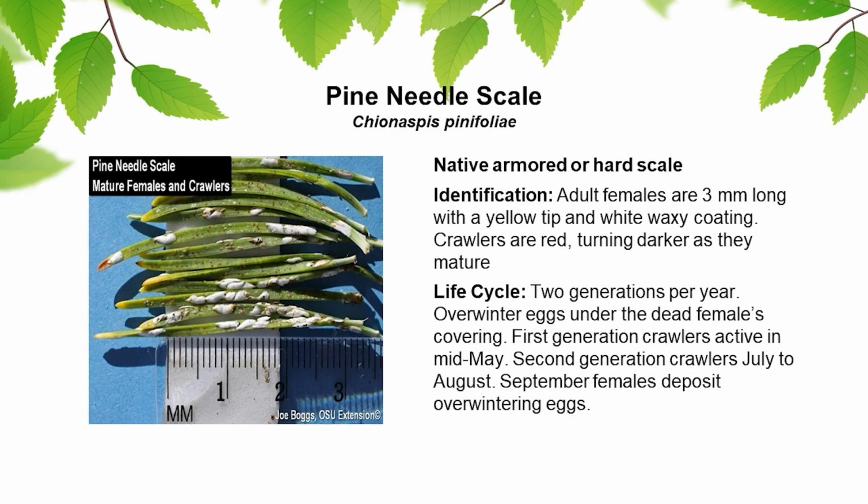They overwinter as eggs under the dead female's waxy covering. The first generation crawlers are active in mid-May. The second generation crawlers are active in July through August. During September, females deposit approximately 40 of the second generation overwintering eggs.